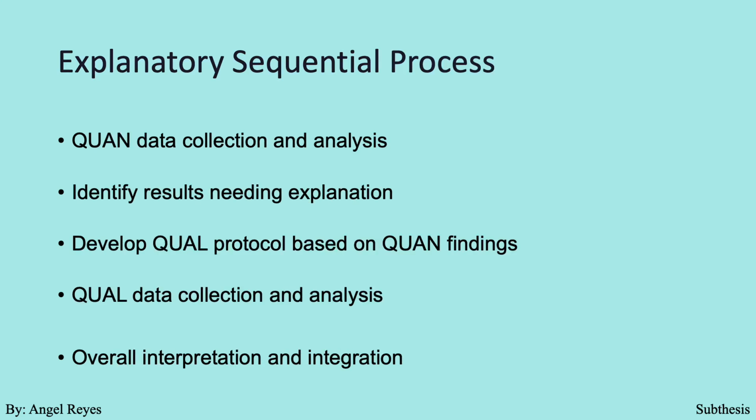The process begins with collecting and analyzing quantitative data. Based on those results, researchers identify specific findings that require further explanation, perhaps an unexpected correlation or a subgroup difference. From there, you develop a qualitative data collection plan, interviews, focus groups, or other methods, guided by those results. After collecting and analyzing the qual data, the final step is to integrate both datasets, providing a holistic interpretation of what the numbers say and why participants may have responded the way they did.